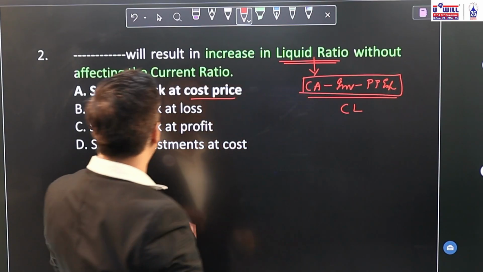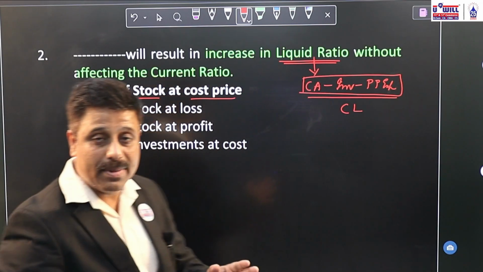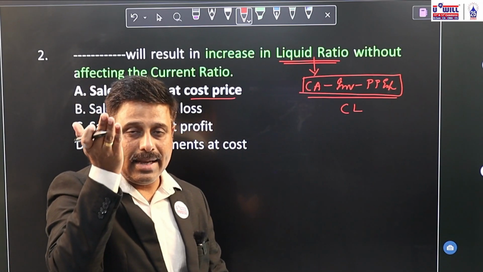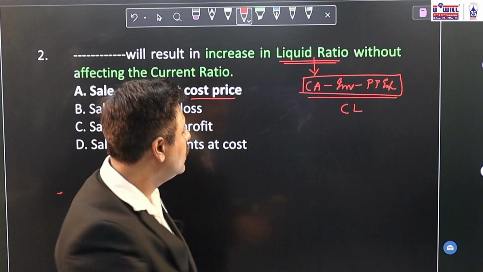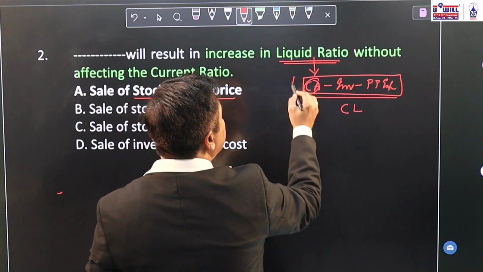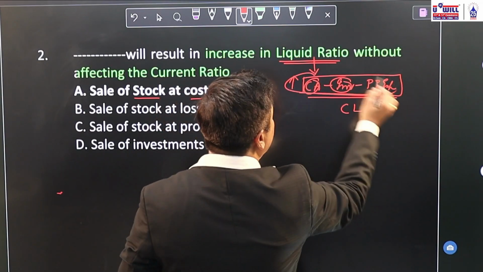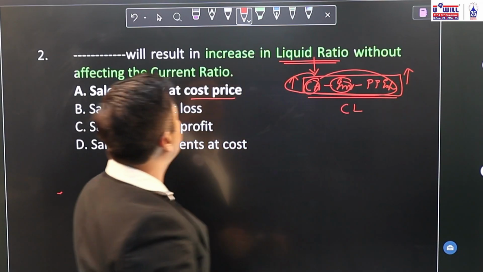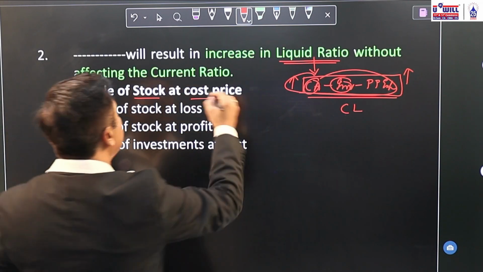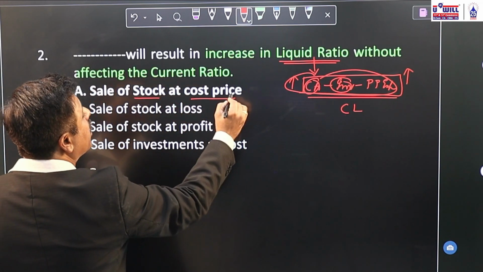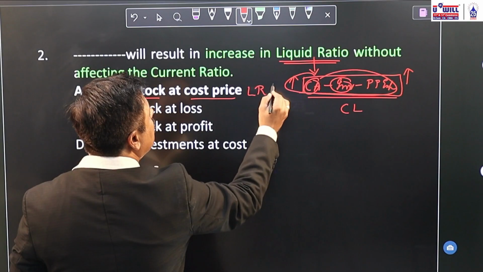Now when you sell the stock at cost price, what happens? Cash increases and inventory decreases. Cash will increase means current assets will increase, inventory will decrease. Further, if you subtract it, overall numerator will increase. So liquid ratio will also increase. So if you sell the stock at cost price, liquid ratio is definitely going to increase.